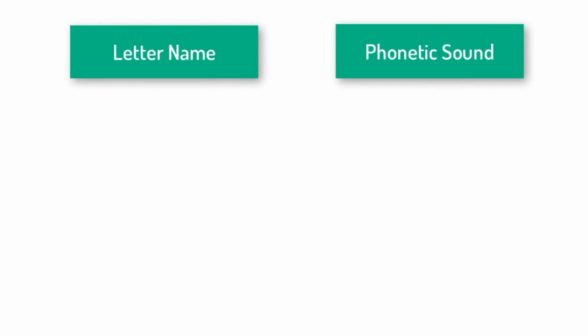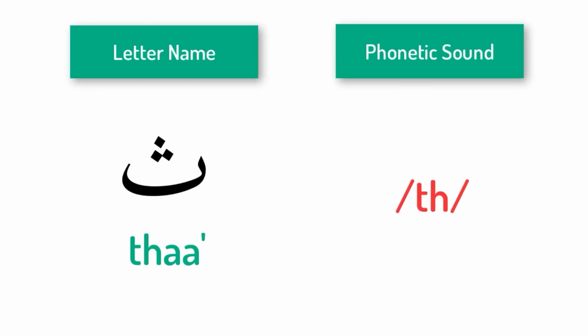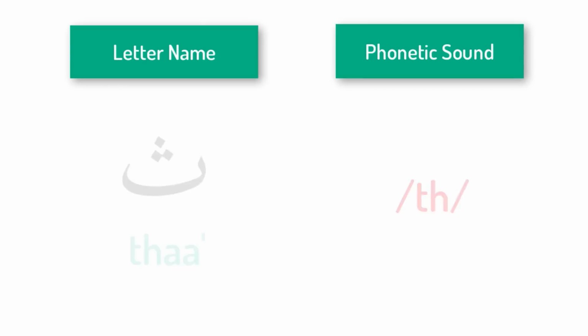Let's now practice pronouncing that letter. First, the name of the letter, followed by its sound. Tha, th, tha, th, tha.